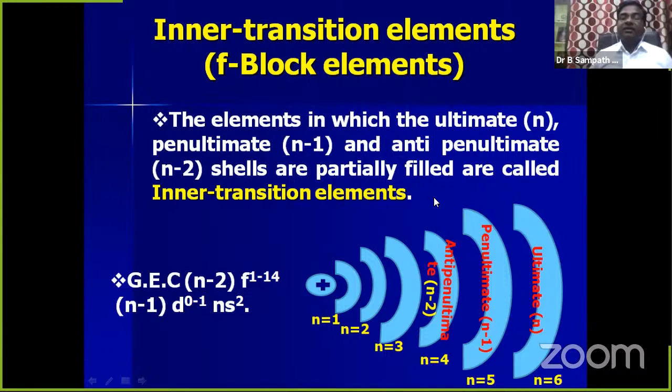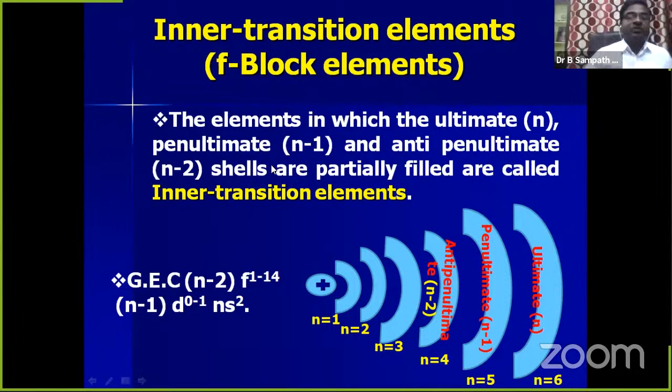Here, see children, this is the ultimate shell, the nth shell. In this atom, how many orbits are there? Totally 6 orbits are there. This is the nucleus, first orbit, second orbit, third, fourth, fifth, and sixth orbits. The sixth orbit is the ultimate shell or nth shell. The fifth orbit is n minus 1, which we call the penultimate shell. And the fourth orbit is the anti-penultimate shell, or n minus 2.